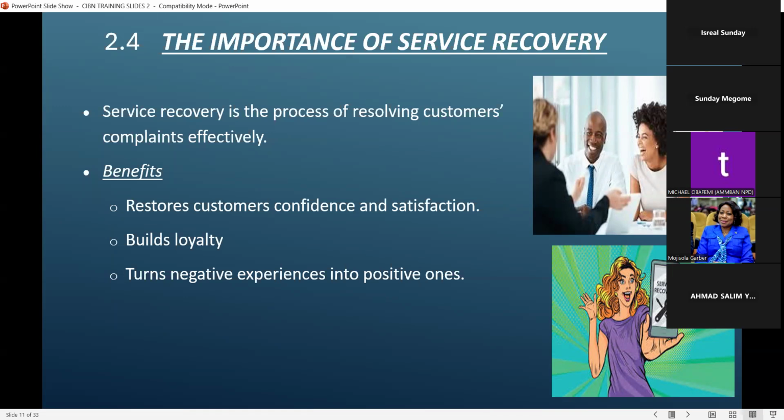So we have to ensure that we resolve it so that such a thing will not happen. At least within your power, what you can do. The one you can't do, remember I said you refer to the appropriate place.